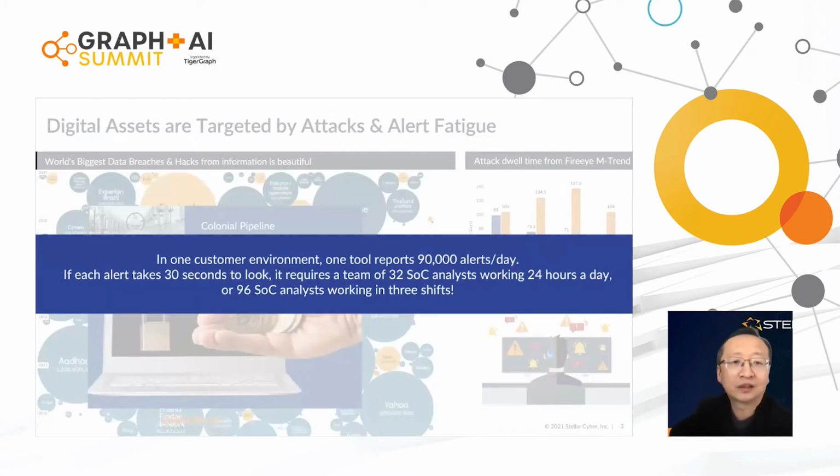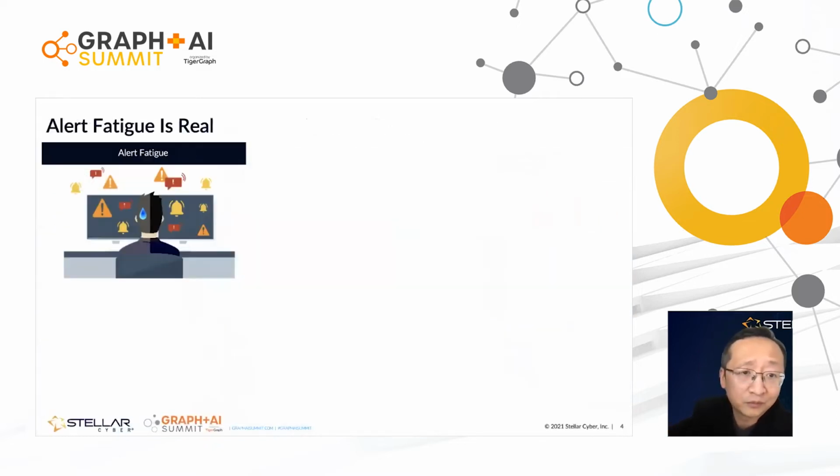One example: in a real customer environment, we found one tool actually reported 90,000 alerts per day. Think about 90,000. If every alert takes 30 seconds to look at, it requires a team of 32 SOC analysts working 24 hours a day. That is not realistic if people need to sleep. It needs 96 SOC analysts working in 3 shifts to cover that. That shows the problem is a real problem, right?